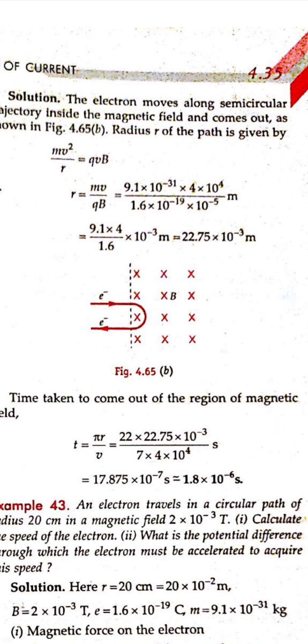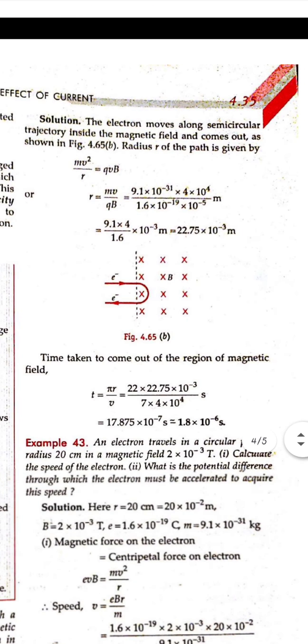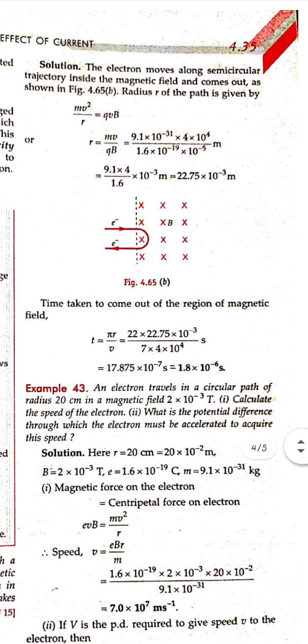Now we have to find out the time taken by the electron. Time taken for a full circle is 2 pi r upon v, but since it is moving in a semicircle, it will be equal to pi r upon v. So it moves along a semicircular path inside the magnetic field and comes out as shown in the figure. The value of pi and r is put here, and the 7 came from the value of pi, not from the velocity, because the velocity was 4 into 10 to the power 4 meter per second.